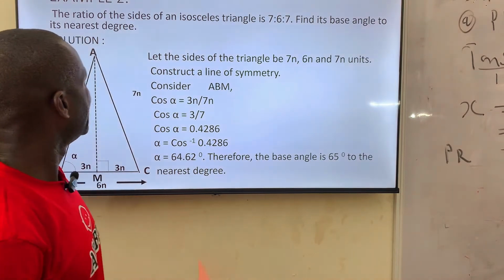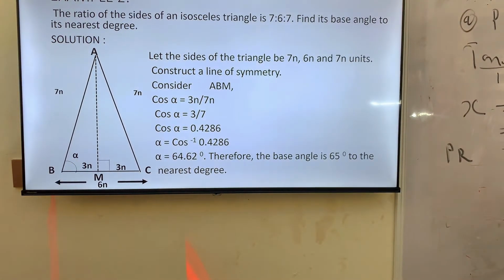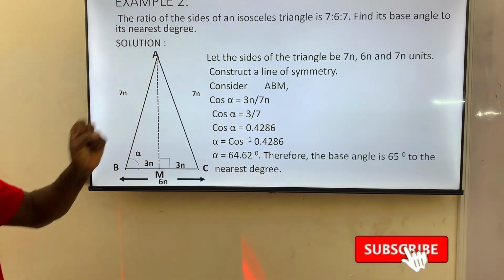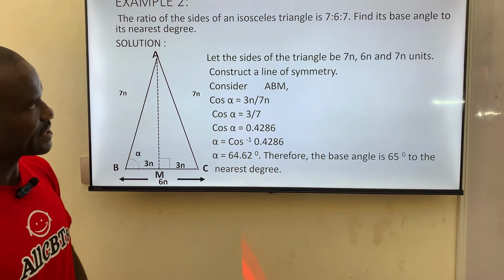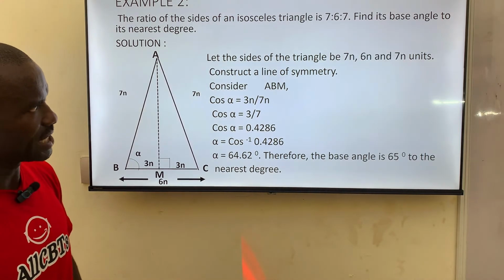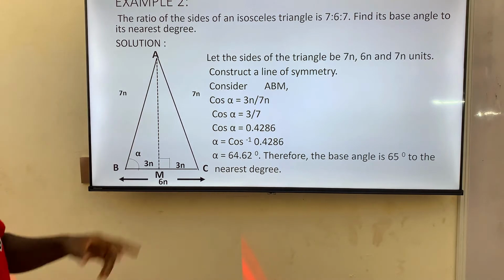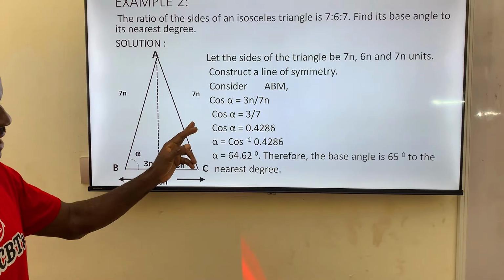Example 2. In example 2, you are given 2 sides of a triangle. Meanwhile, it is called an isosceles triangle. The ratio of the sides of an isosceles triangle is 6 to 7. Meaning, an isosceles triangle has a side 7, another side 7.